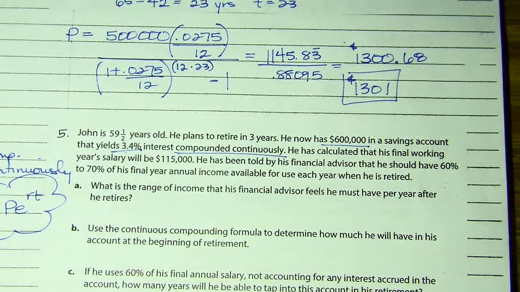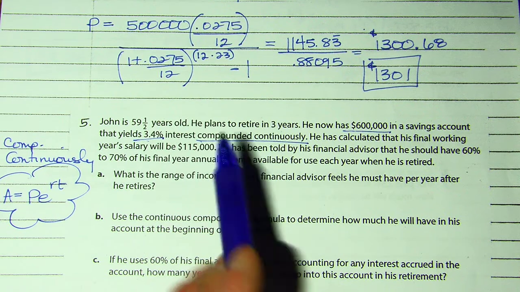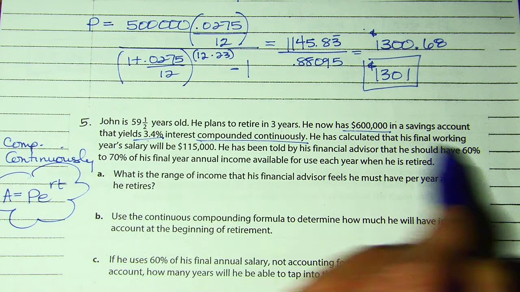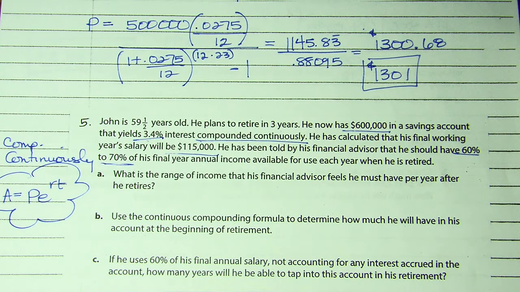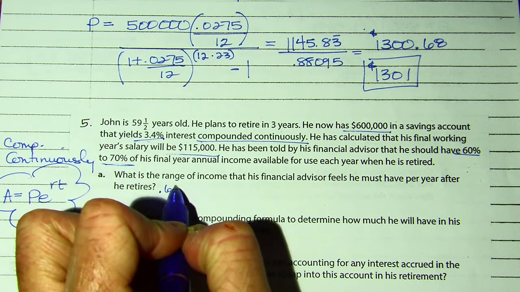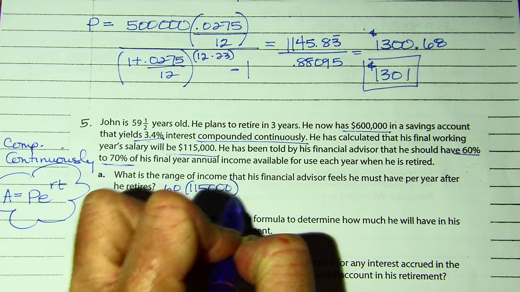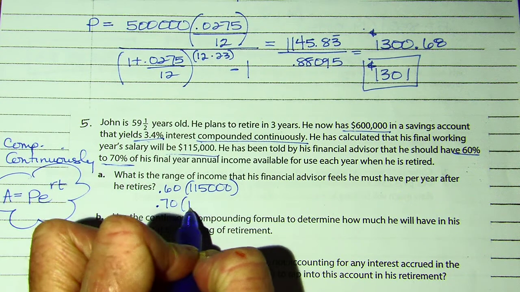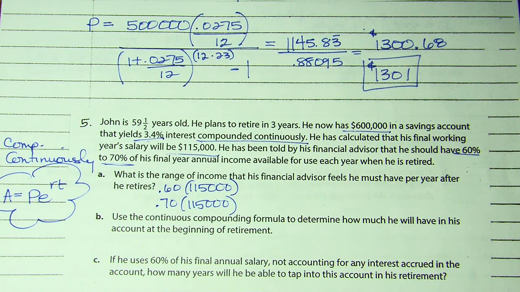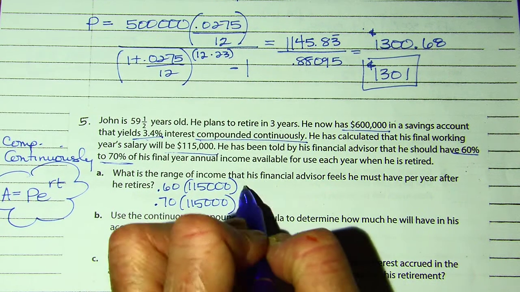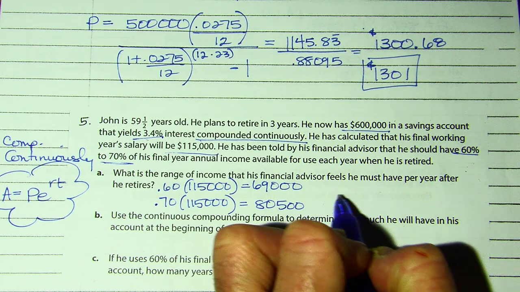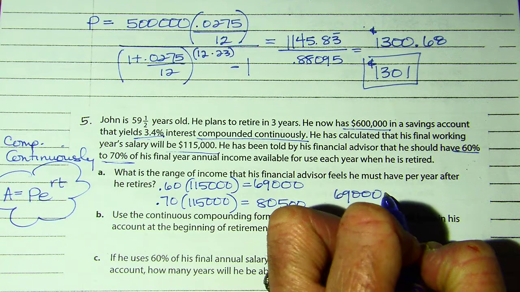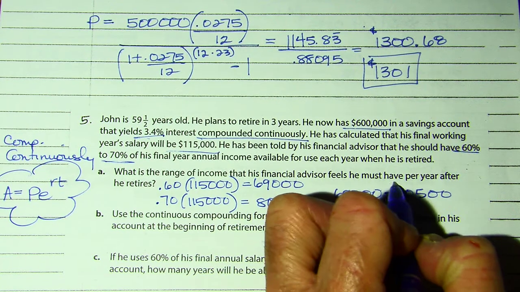He has calculated that his final working year salary will be $115,000, and he's been told by his advisor that he should have between 60 and 70% of his final year annual income available to use. So what is the range of his income? Well, I need to figure out what's 60% of $115,000 and what's 70% of $115,000. So I'm going to enter those two amounts. 60% equals $69,000. 70% equals $80,500. So his range is $69,000 to $80,500.